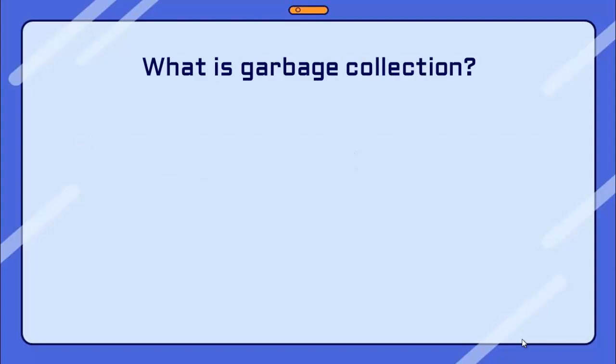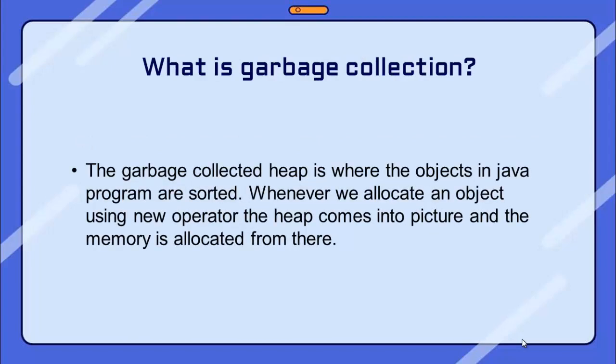What is garbage collection? The garbage collection heap is where the objects and the data of Java programs are stored. Whenever we allocate an object using the new operator, the heap comes into the picture and the memory is allocated from there. That is called garbage collection.